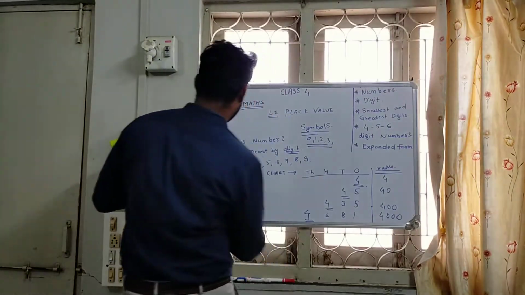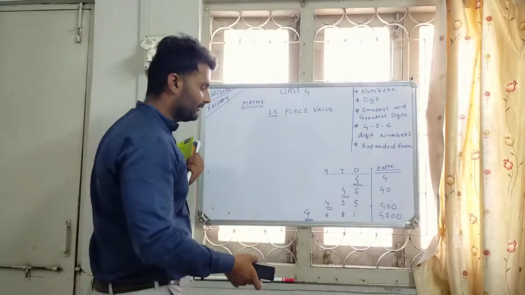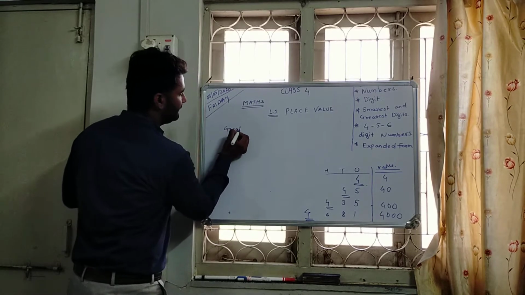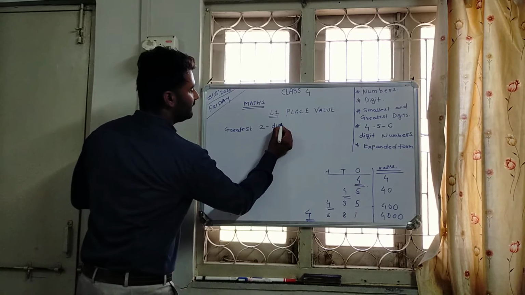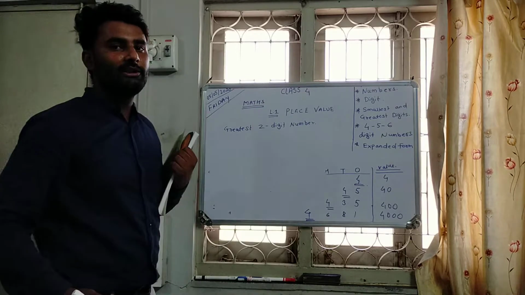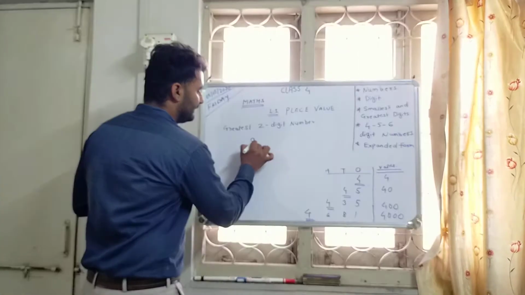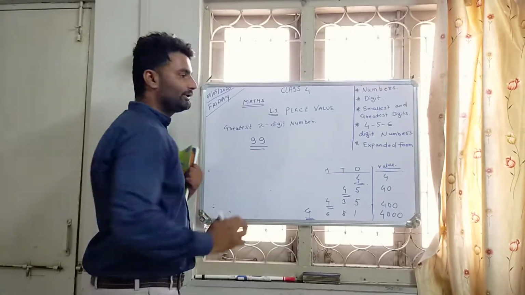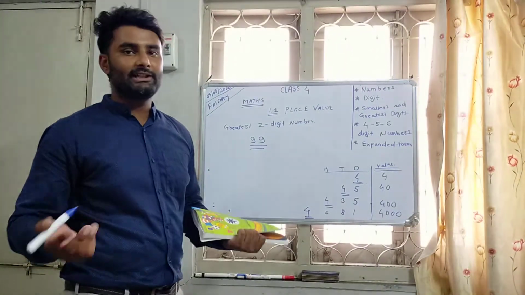Okay, so you got some idea about today's topic. So I write the greatest two digit number. Which is the greatest two digit number? 9 and 9 all together. 9 and 9 makes 99. Okay, this is the greatest two digit number, and now I want to see a three digit number.